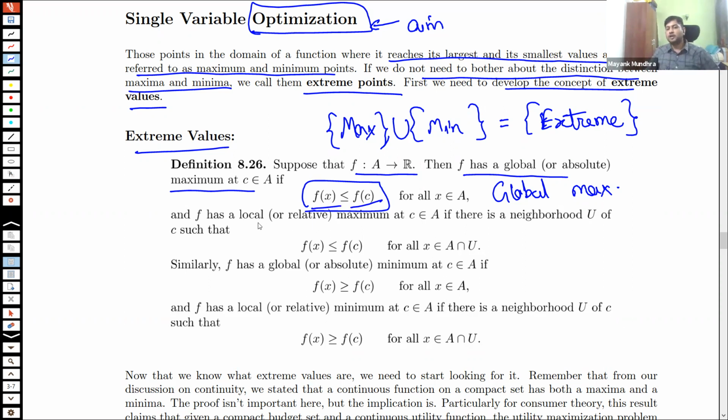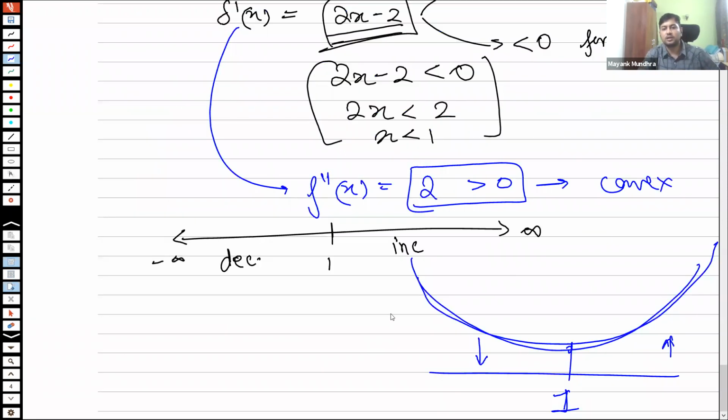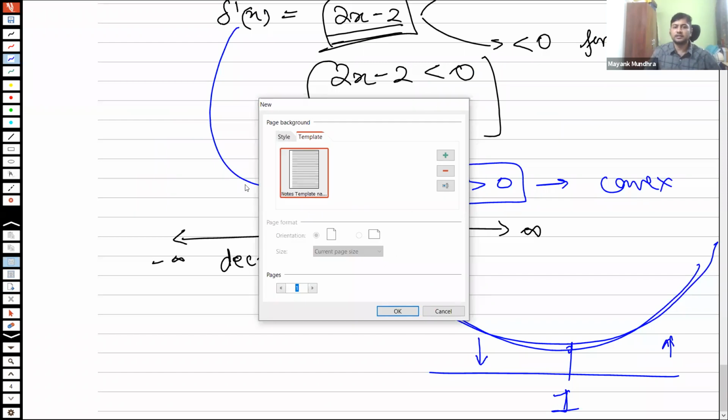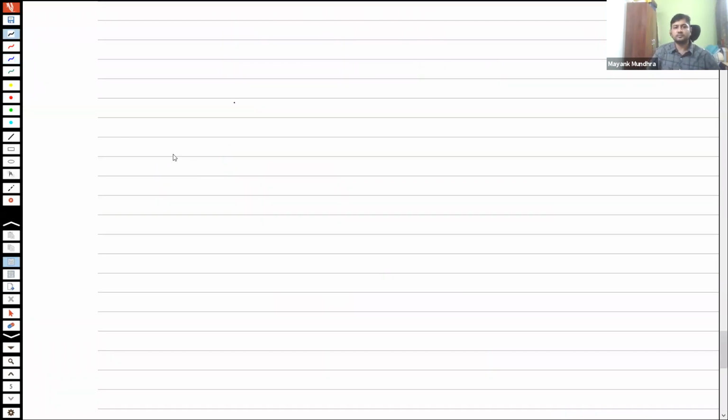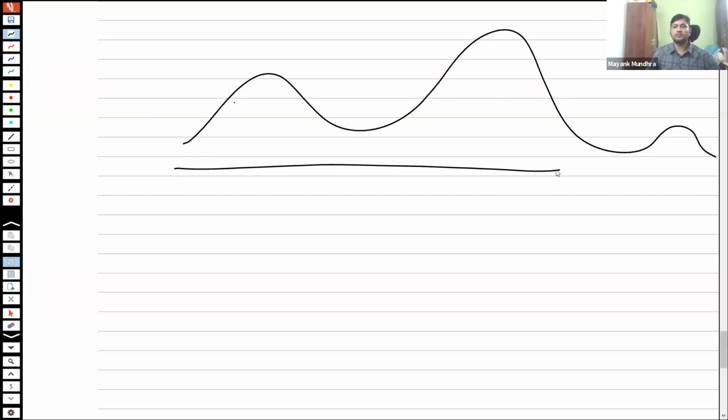And then there's a weaker concept of a local maximum. A function has a local maximum at some point C if there exists a neighborhood around C such that f of C is the largest value in this neighborhood. So suppose I have a function which looks like this. Okay, this is the entirety of the function.